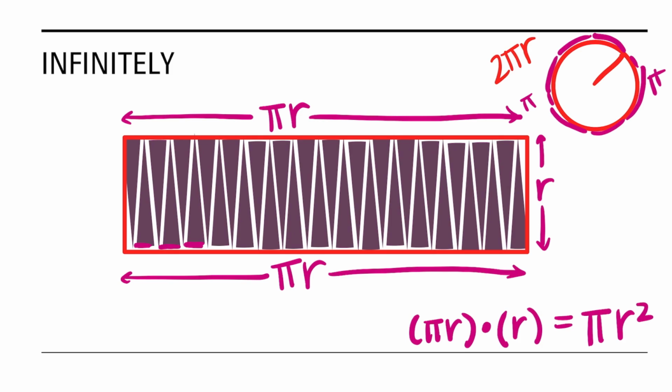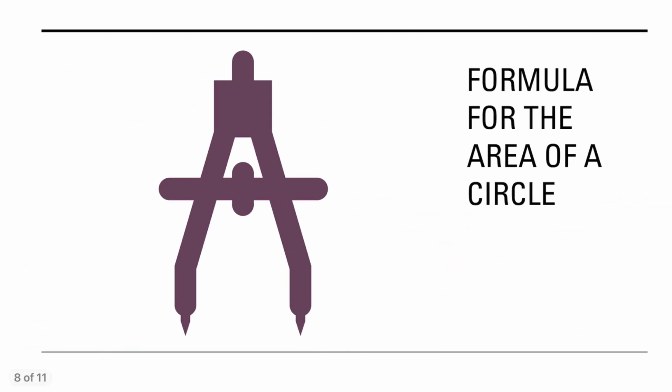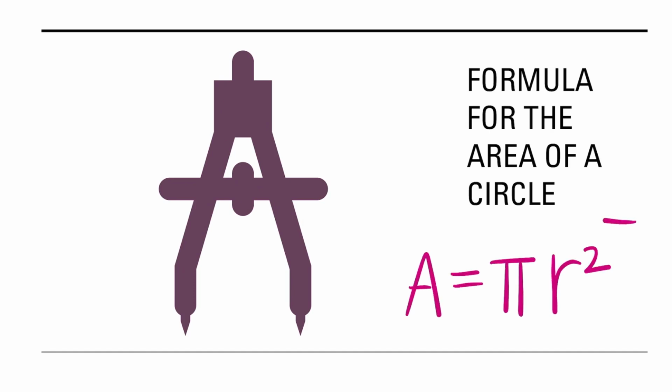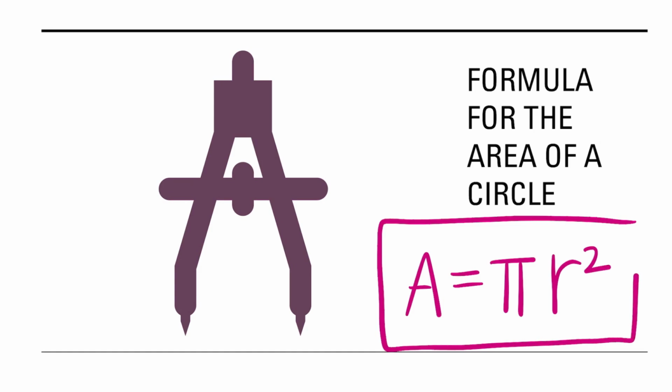I would recommend rewatching that, making sure you understood where those pi r's came from. But honestly, at the end of the day, if you just need to know the formula for the area of a circle, it's just A equals pi r squared. And that's really it. This is what you need to memorize.